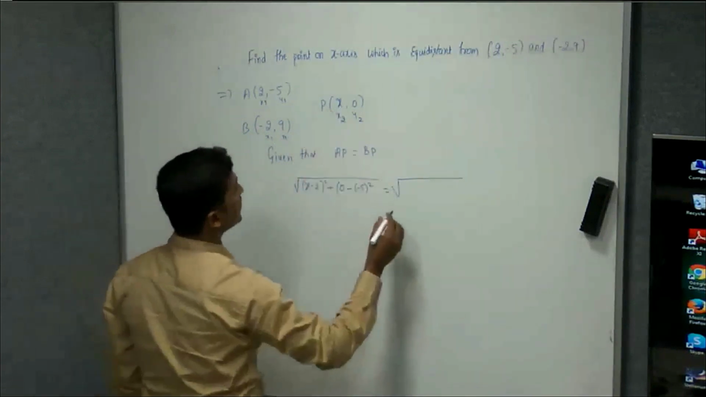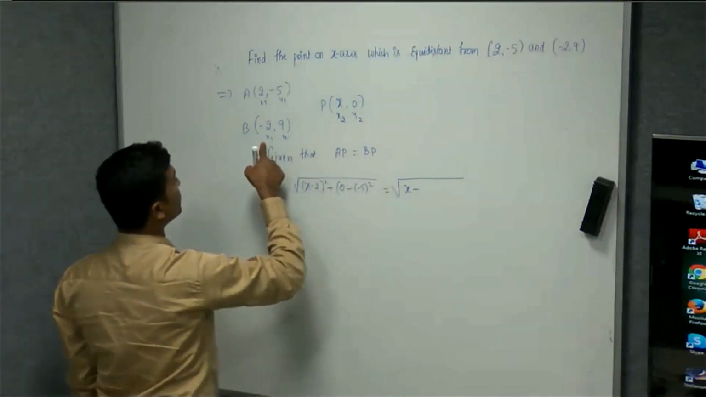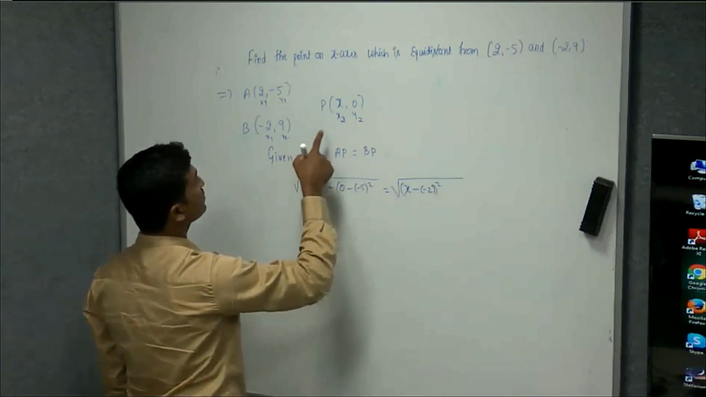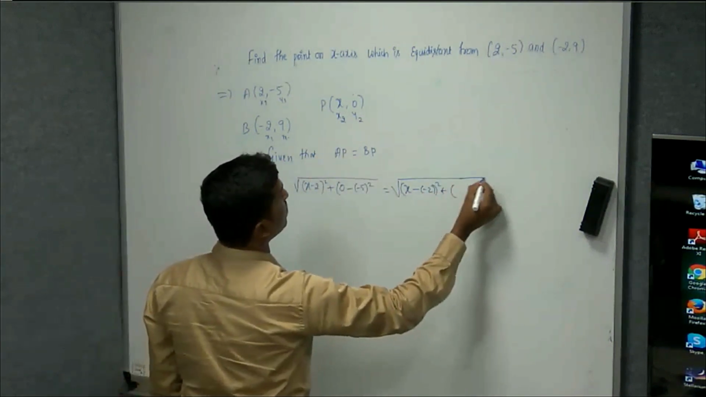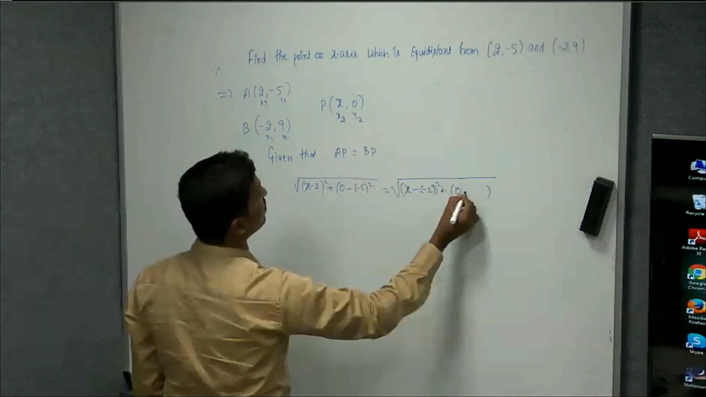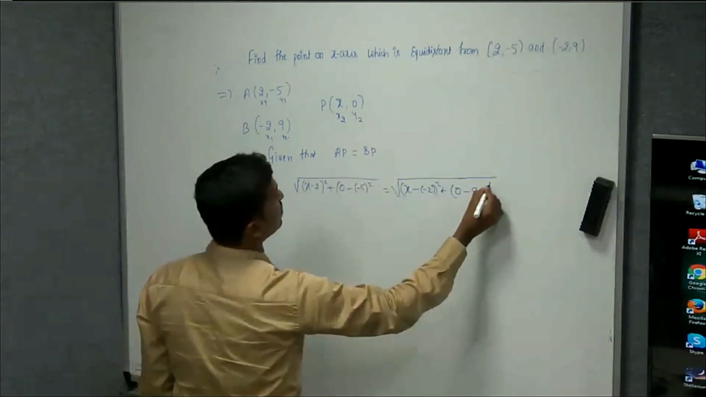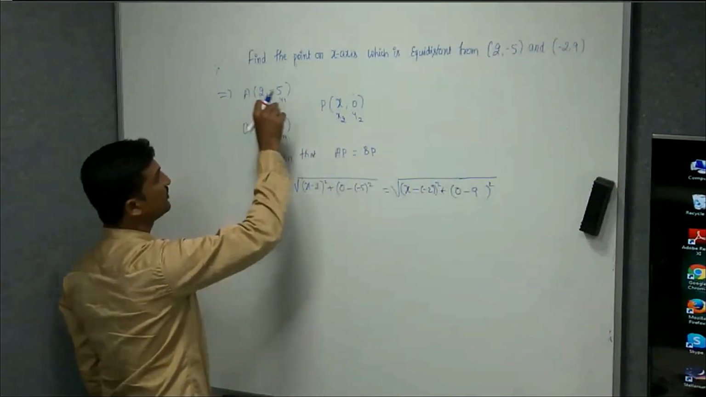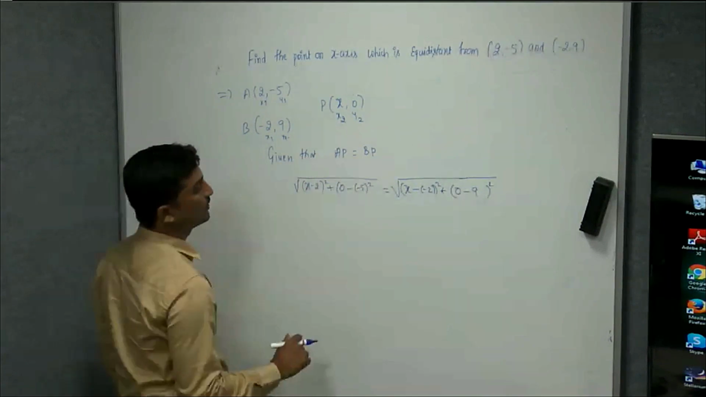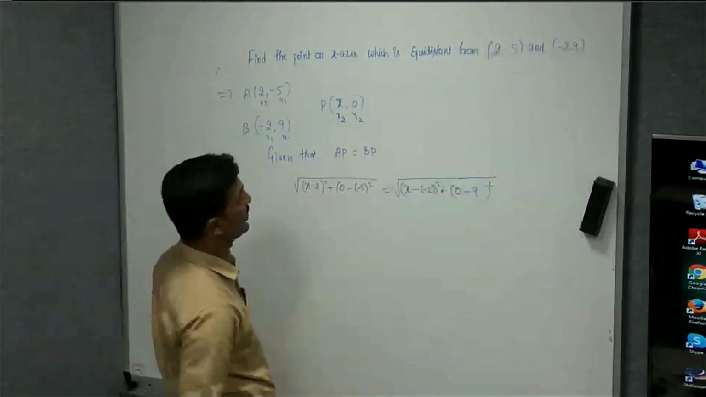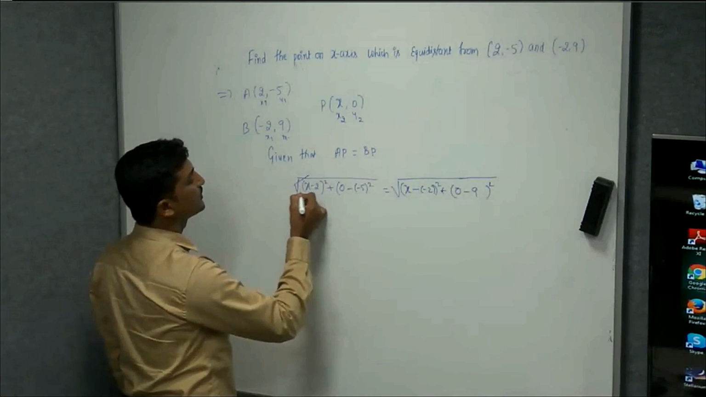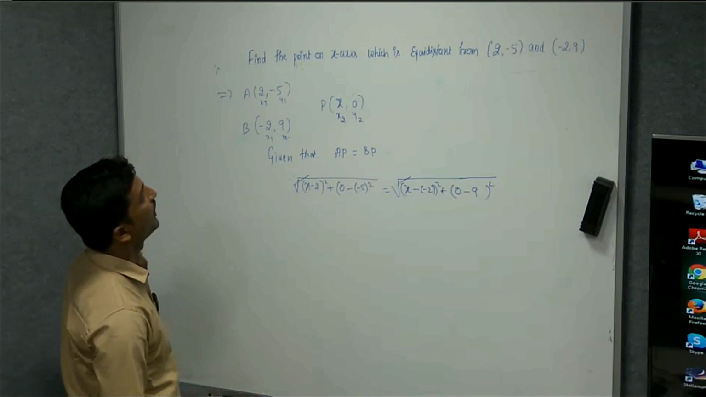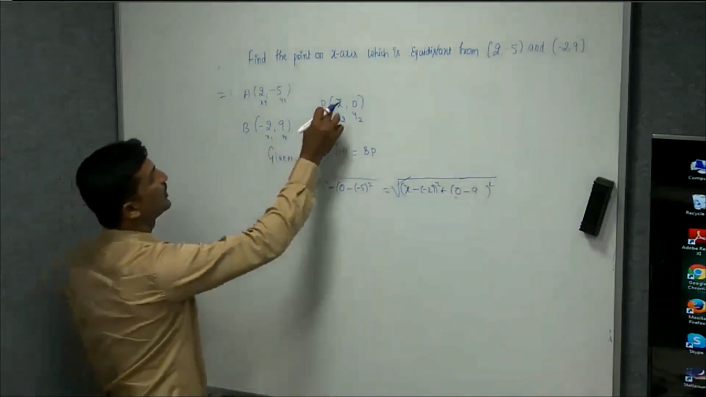Take x2 as x minus x1, that is x minus -2 whole square, plus y2 minus y1. What is y2? 0 minus y1 is 9 whole square. Right? So this is what they have given: they are equidistant from AP and BP, both are equal. Now I just applied the distance formula, right? So cancel out the square root on both sides and simplify. You are going to get the value of that coordinate x.